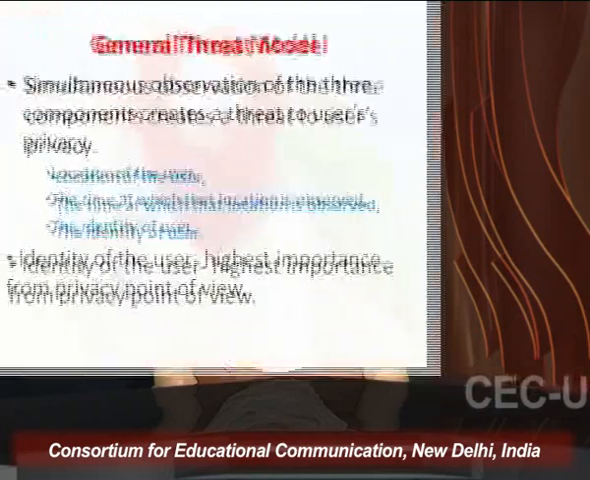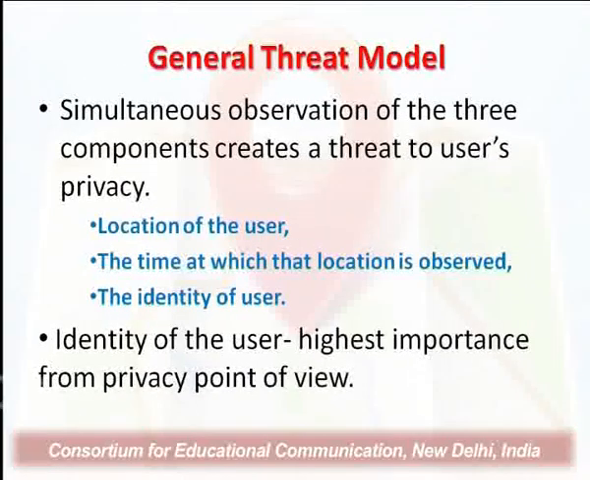So as I have told you, simultaneous observation of three components, location, time and identity of the user, is going to create a threat to a user's privacy. Depending upon the priority, identity of the user has the highest importance from a privacy point of view, and then come time and location of the user.